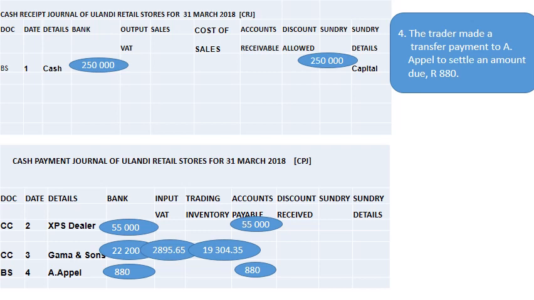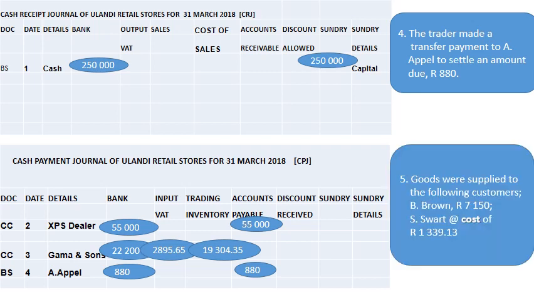The next transaction line, it's line number 5. In line 5, we supplied goods to the following customers. B. Brown for 7,150, and to Swart, the cost was 1,339 rand 13 cents. Now line transaction 5, we said it's a credit transaction. It will not then affect our cash journals. Let's move on.